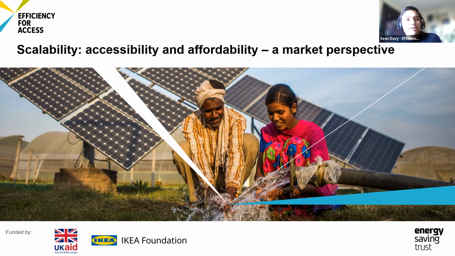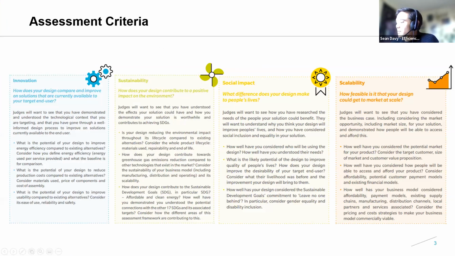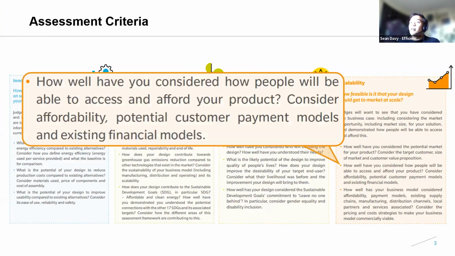And remember, this year's webinars are organized around the different elements of the assessment criteria. So everything that we discussed today, you'll have to address in your own design. So I encourage everyone to ask questions of our panelists while you have them. Today's session is building off this section of the assessment criteria just here. How well have you considered how people will be able to access and afford your product? Consider affordability, potential customer payment models, and existing financial models. So today's session is building off a little bit of last week's section on business models. So particularly helpful for our predominantly engineering student cohort. So I hope you get something out of today.